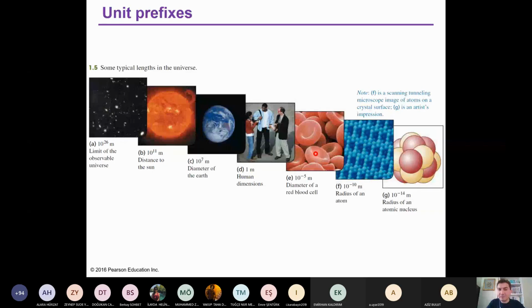But what about the atoms? You cannot see atoms by using optical microscope. In order to see atoms, you have to use scanning tunneling microscope or transmission electron microscopy. We have to use electron microscopies.